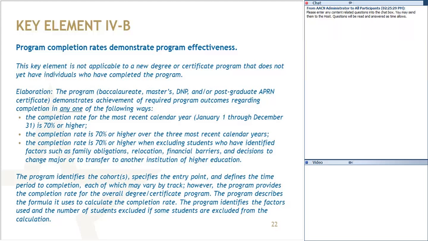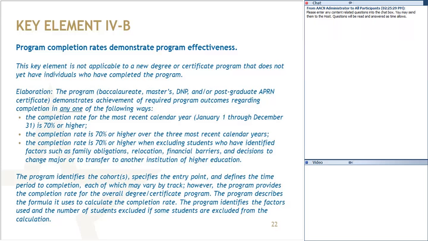And there are three ways that a program can demonstrate compliance. And compliance is defined as 70% or higher for completion rate by CCNE. So one of three ways, if a school would look at the completion rate for the most recent calendar year, and I want to just point out to you that is calendar year, January 1 through December 31st. It's not an academic year. So you have to collect your data and analyze it for a calendar year. But if you look at the most recent calendar year and you have 70% or higher, then you're done. You have met the expectation, and you don't have to do either of the other two ways that you can calculate.